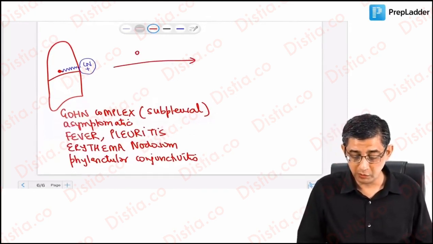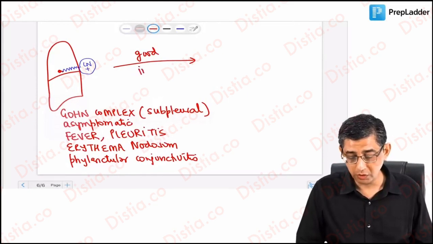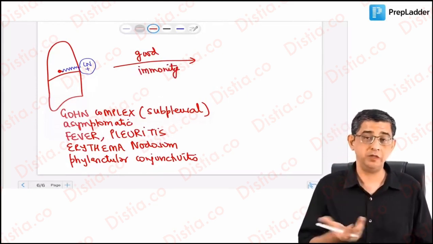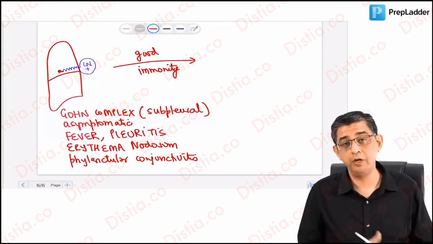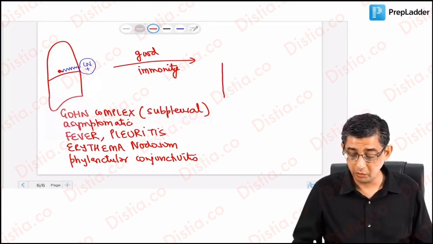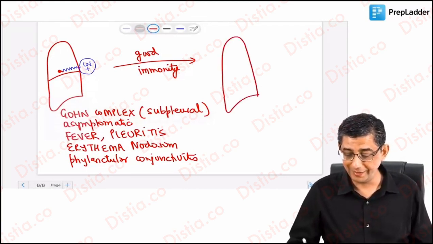Now, assuming that this person has good immunity, I'll give you two scenarios. One will be good immunity, second will be bad immunity. I put it on myself. I was working in a tertiary care hospital. I obviously was exposed to TB, but I did not develop pulmonary tuberculosis because my good immunity controlled the infection, or it contained the infection.